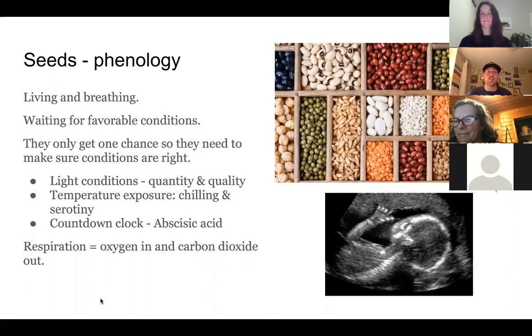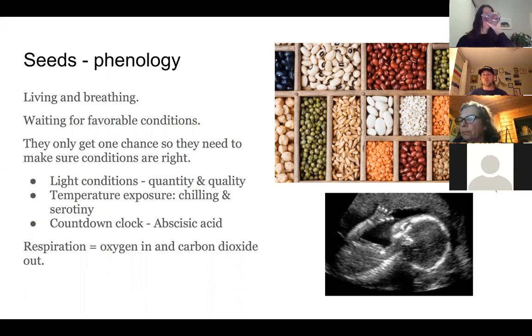So the last thing I want to say about seeds at this point is we think about plants when they're photosynthesizing. Just because plants photosynthesize, we think of them as breathing in carbon dioxide and breathing out oxygen. And during this seed stage, they are actually breathing in oxygen and breathing out carbon dioxide, which is the opposite.